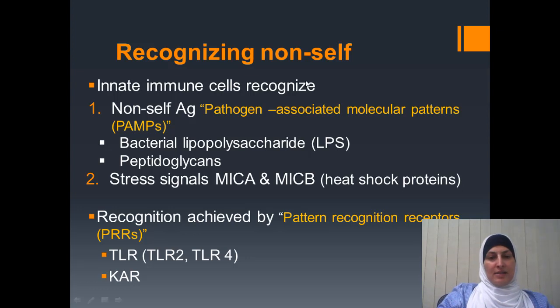One of these stress signals is MIC-A and MIC-B. We call these heat shock proteins, which are produced in the SOS conditions. Once the immune cells see these MIC-A and MIC-B proteins expressed on the surface of the cells, they would know that this cell is not normal, it's not healthy. They don't know exactly what's going on, they just hear the alarm ringing and know that this cell is programmed for death, and they might come and help the cytotoxic effect or the killing of that cell.